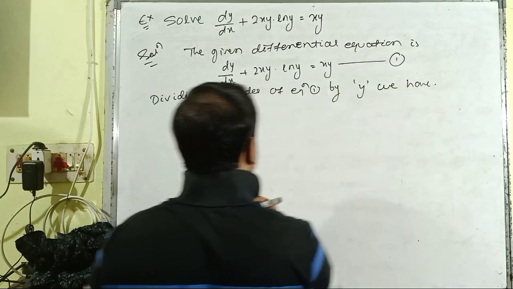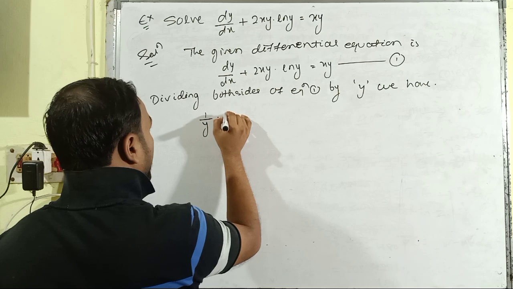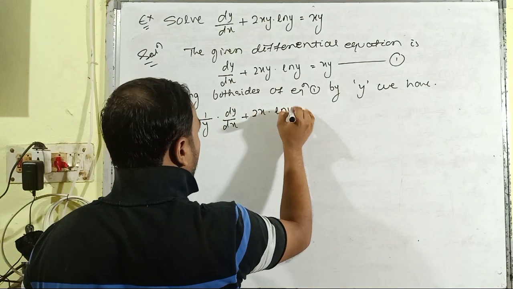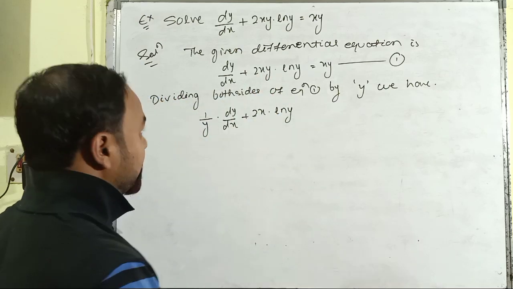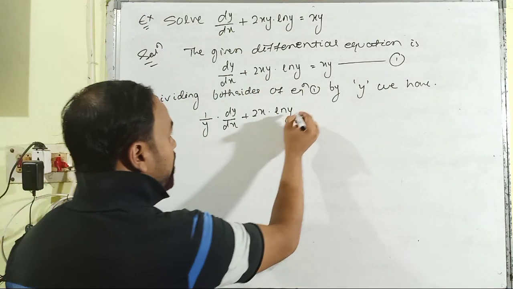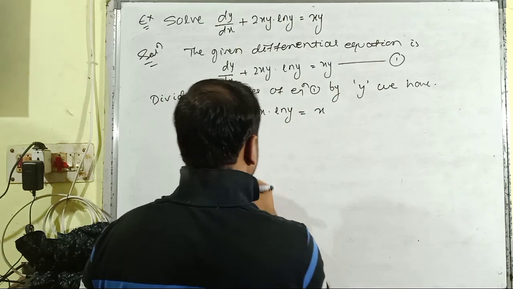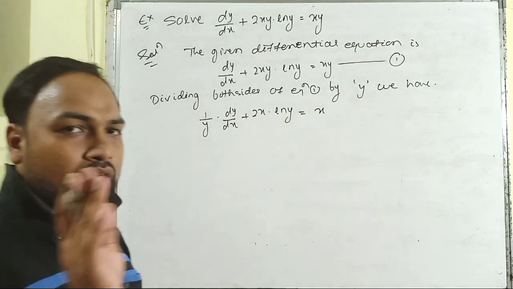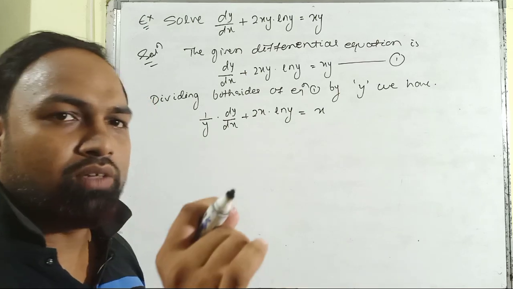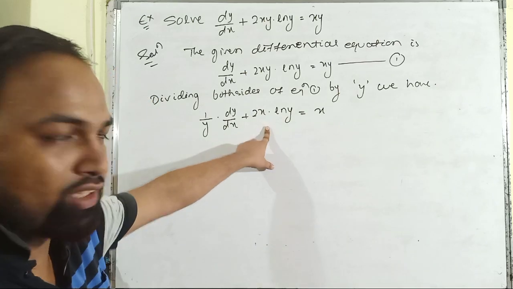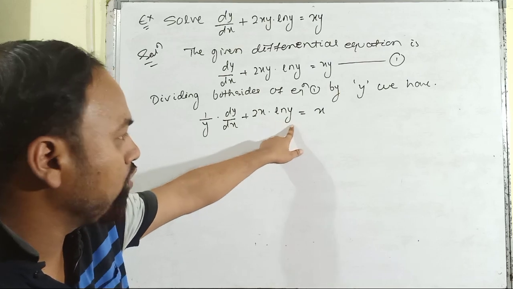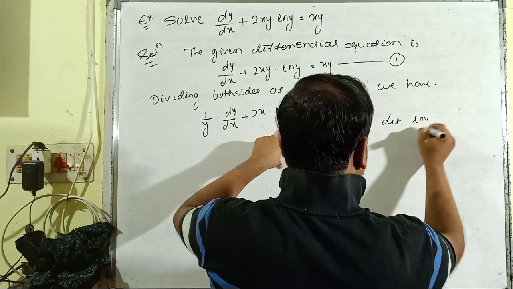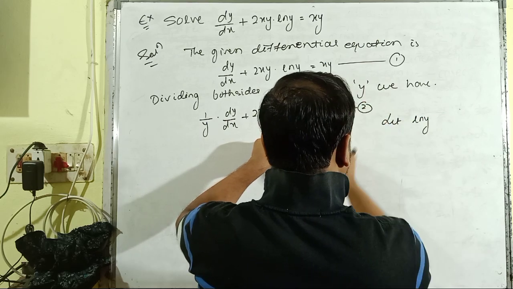we have 1/y dy/dx plus 2x multiplied with ln y, because this y has been cancelled after the division of y, then it is x. And then we have to go for the proper substitution, and we have to substitute that term which is multiplied with the p(x) term. That means we have to substitute ln y as z. So let ln y, let us take it as equation number 2.